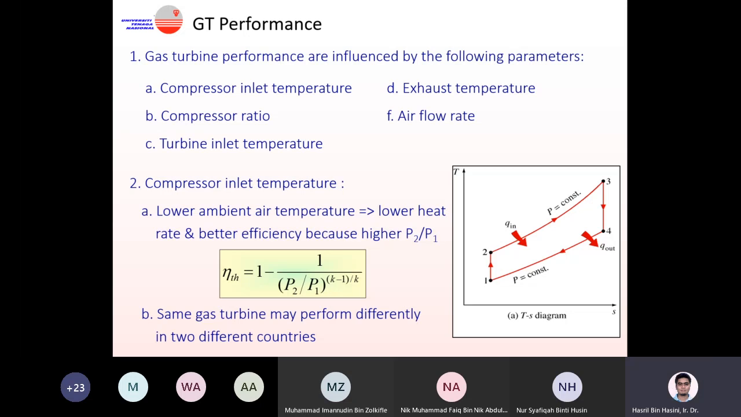I think I'm not going to continue on the GT performance here. The performance maybe we can proceed tomorrow. So I hope that you have gone through some of the animation. The animation is very much clearer in terms of understanding the principal operations of the gas turbine. I think we will stop here, and then we can continue maybe tomorrow for the rest of the slides.